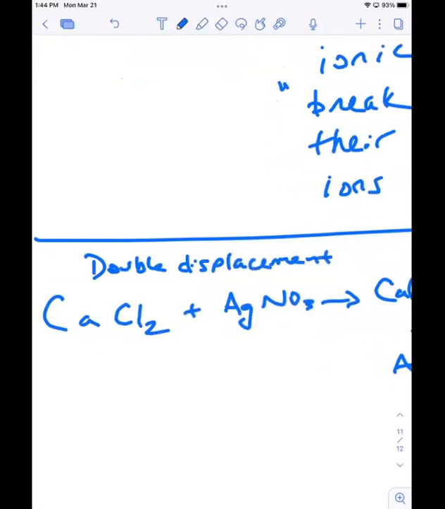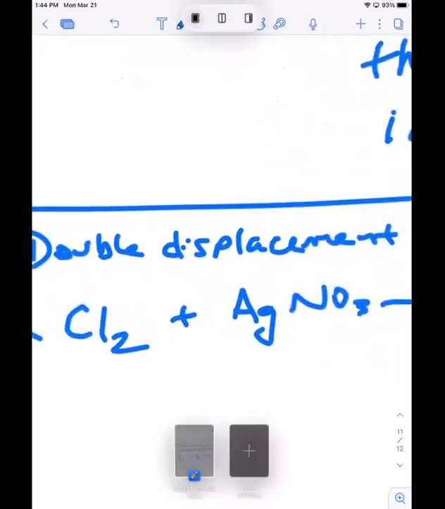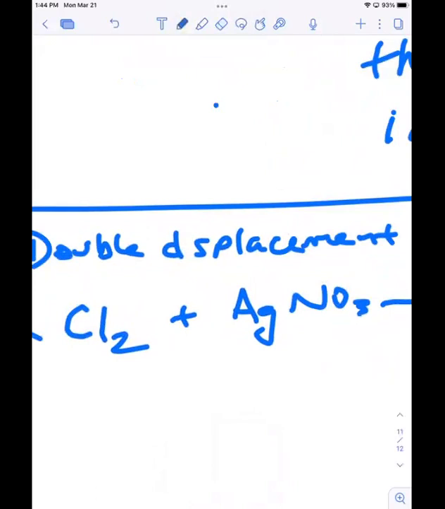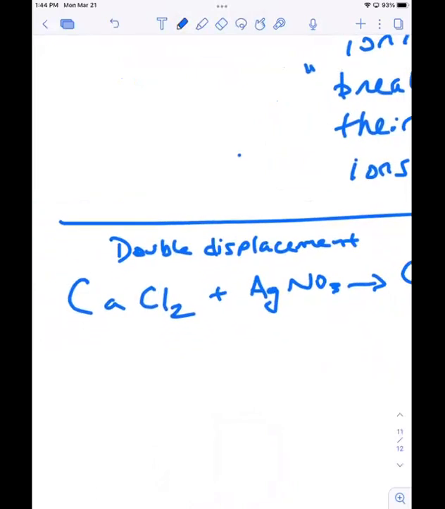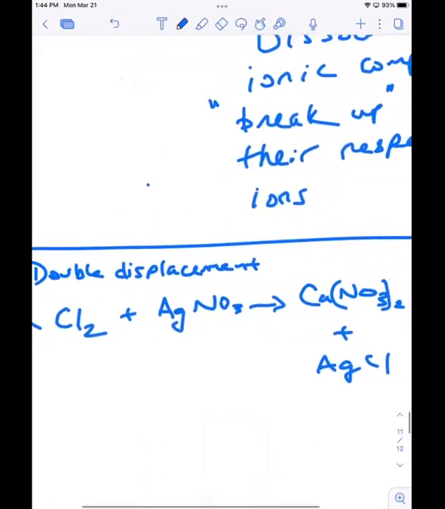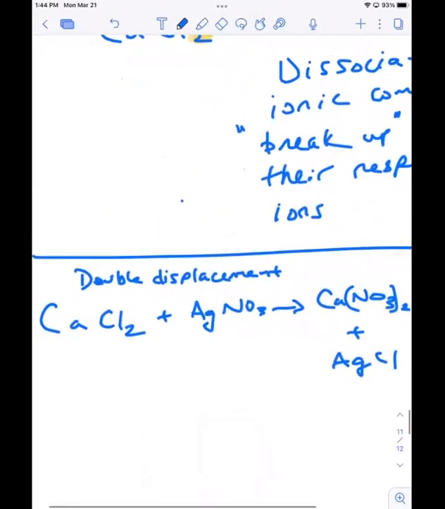Right? That's a fancy phrase. All it means is that the partners are swapping places. So the cations and anions swap with each other. Let me put this in here. So let's balance this real quick first, and then I'll show you what I mean by cations and anions swapping.